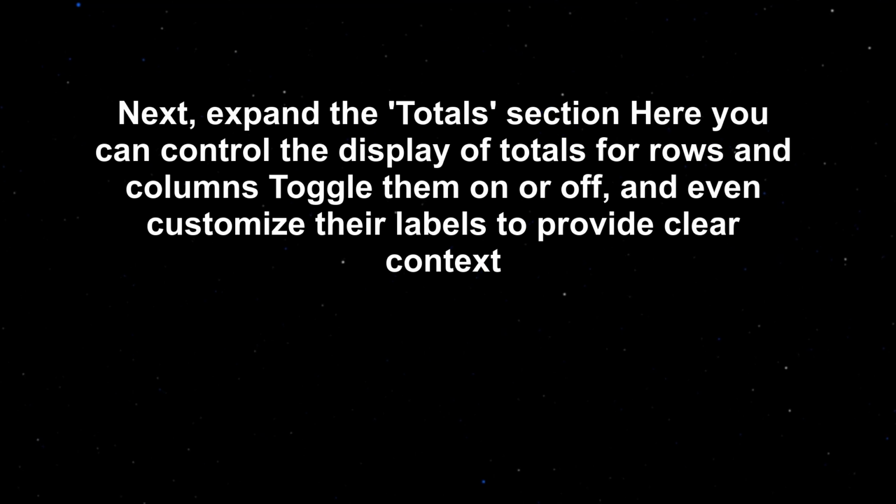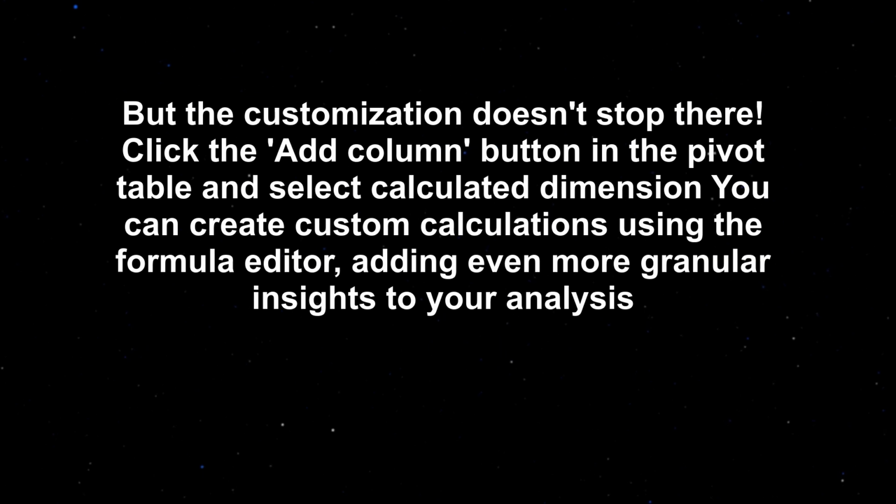Here you can control the display of totals for rows and columns, toggle them on or off, and even customize their labels to provide clear context. But the customization doesn't stop there. Click the Add Column button in the pivot table and select Calculated Dimension. You can create custom calculations using the formula editor, adding even more granular insights to your analysis.